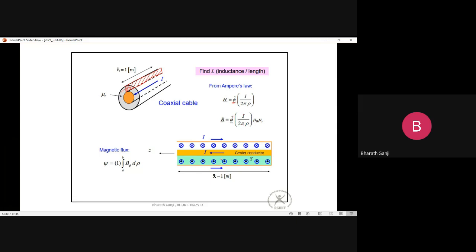If I want to calculate the flux that is cutting through the surface, I need to know how much flux is cutting through this surface. So how much flux is cutting, you can see that at one point. So in this surface, what are changing? This surface is at a fixed phi.